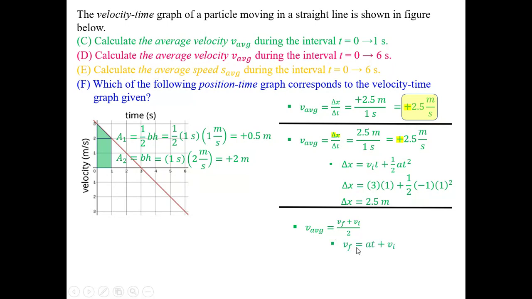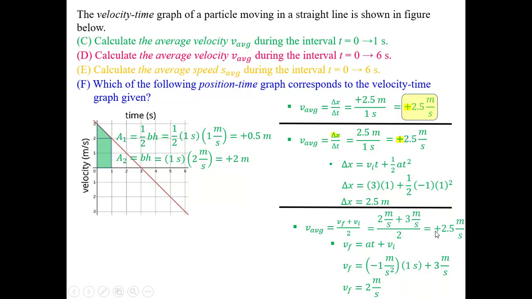Well, what's my VF? My VF can be found by using AT plus VI. A, once again, is -1. How much time? 1 second. What's my VI? VI is 3, which is given. So -1 times 1 is just -1, plus 3 is +2. So VF is 2, VI is 3, divided by 2. 2 plus 3 is 5. 5 divided by 2 is 2.5.